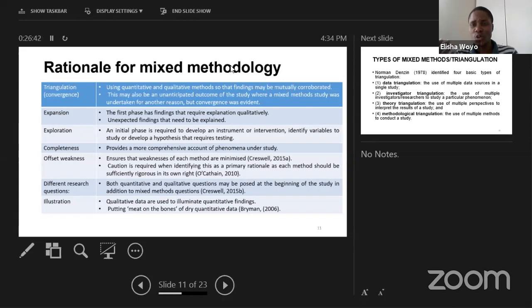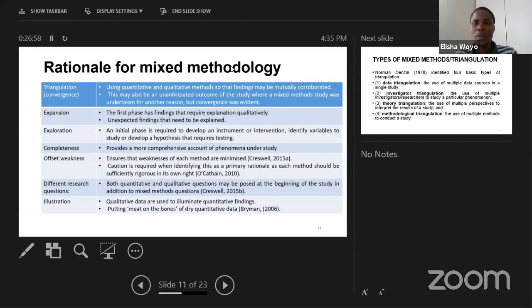Then the other one is this: if you have got two sets of questions in your proposal, your thesis or your research article, if you have both quantitative questions and qualitative questions, you have enough justification of why a mixed methodology is required.